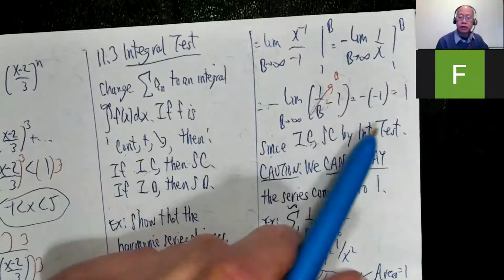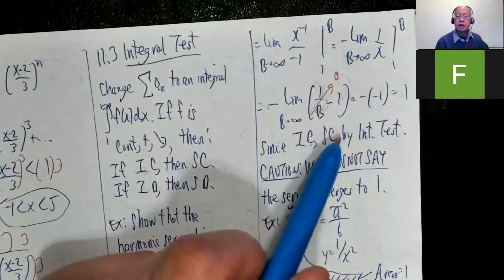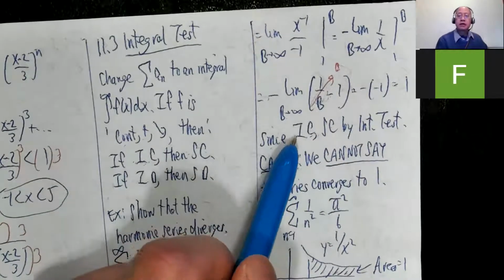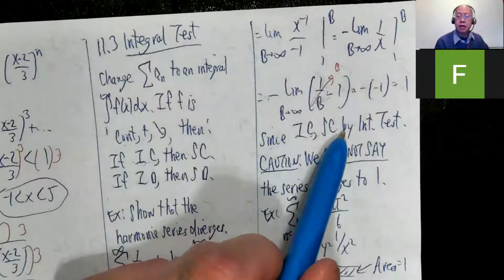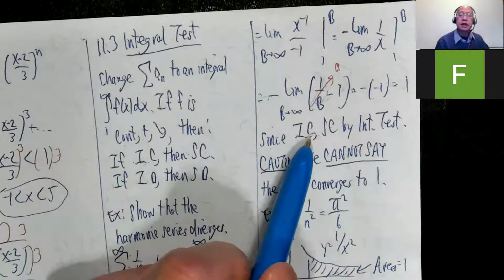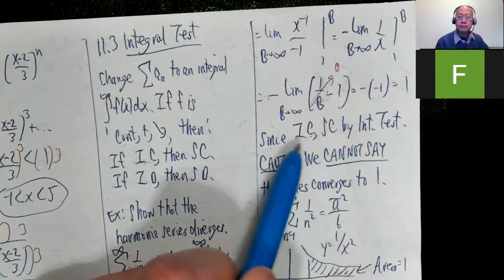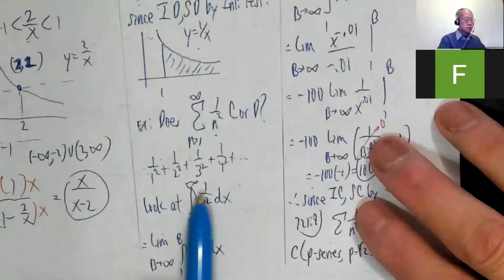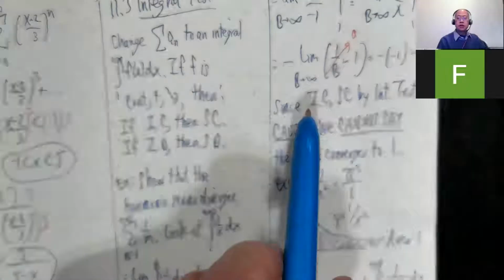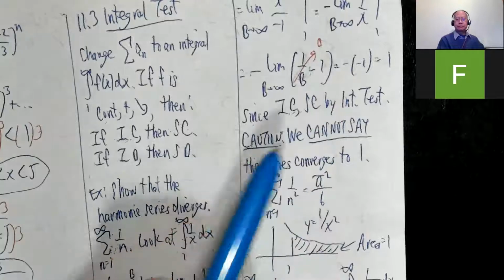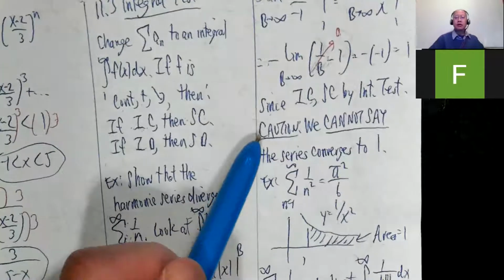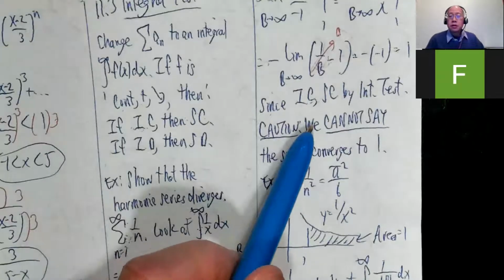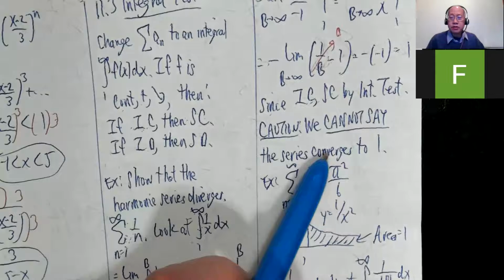Here's the kind of thing you want to write for me on a homework, quiz, or exam: this converges because blah, blah, blah, or the series diverges because blah, blah, blah. So since the integral converges, the original series also converges by the integral test. And a quick word of caution, we cannot say that the series converges to 1.